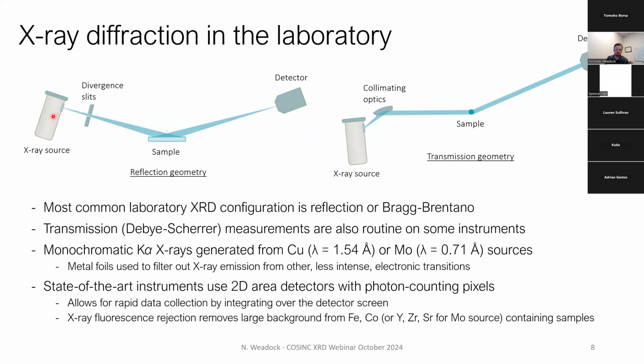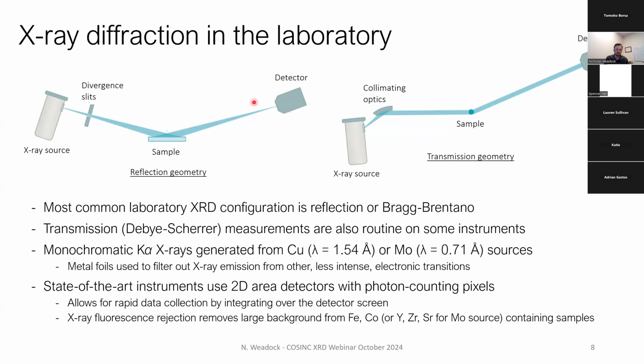The X-rays that we use are going to be pretty much monochromatic X-rays generated from the K-alpha transition from either copper or molybdenum sources. And we'll use filters or monochromators to remove X-ray emission lines from other less intense electronic transitions. But K-alpha radiation with these wavelengths is most common for these measurements.